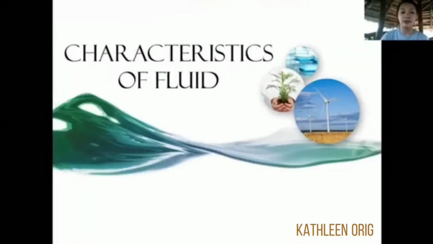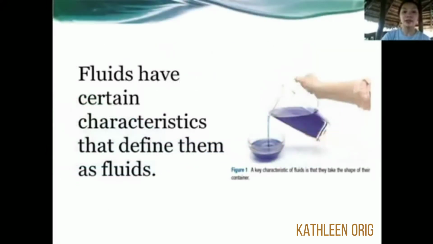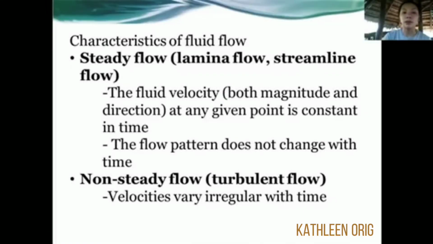Characteristics of fluids. Fluids have certain characteristics that define them as fluids. For example, fluids do not have a definite shape of their own. Instead, both gases and liquids take the shape of their container, seen in Figure 1. Although liquids do not have a definite shape, they do have a definite volume. If you pour 500 ml of a liquid from a tall, thin container into a short, wide container, its volume is still 500 ml.